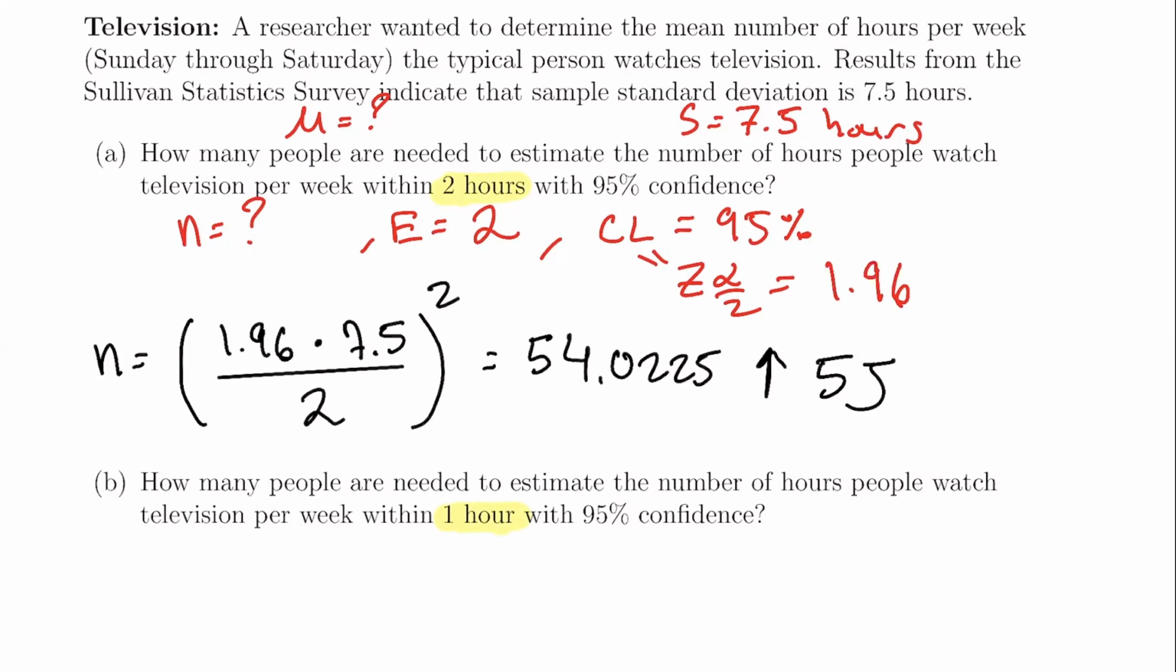It would be B, right? Yeah, it will be B, because B wants to be within 1 hour. They wanted to be more accurate. So since B wanted to be more accurate, you're going to be expecting a bigger sample size. Think about it: if you want to be more accurate, you're going to need a bigger sample size. If you want to be less accurate, you're going to need a smaller sample size. So we should be expecting a bigger sample size.